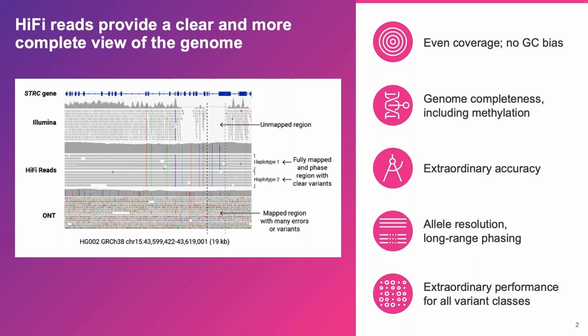This completeness also includes methylation information, which you automatically get from HiFi whole genome runs for free. Like mentioned earlier, HiFi reads are extraordinarily accurate. The long read length also helps with allele resolution and phasing. This gives you a full picture of the genome, and you can explore all the variants that are occurring in your sample.